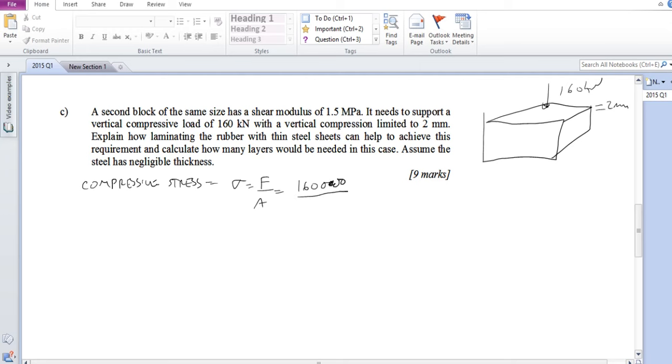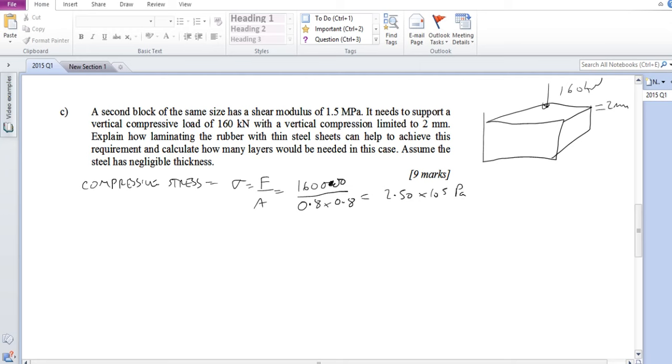Oops, I've got an extra naught in there. Get rid of that. 160 kilonewtons divided by the area, which is 0.8 meters times 0.8 meters, and that equals 2.50 times 10 to the 5 pascals.